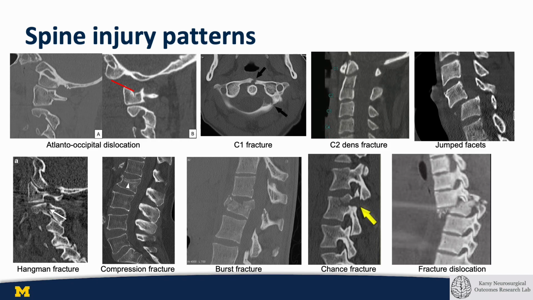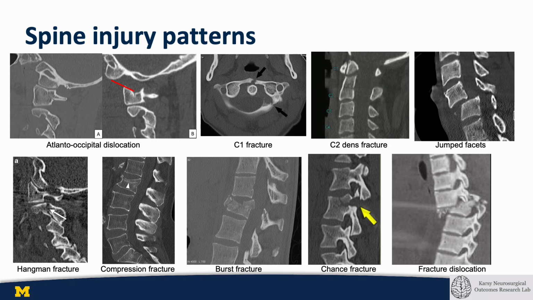You can see atlanto-occipital dislocation, where you have significant spacing of the occipital condyle and C1 lateral mass. A C1 fracture shown here within the anterior and posterior arch. A C2 dens fracture, you can see across the dens. Jump facets, where the cervical spine has translocated and compressed the spinal cord. A Hangman's fracture, which is a C2 fracture in the lower left. Compression fracture right next to it, and a burst fracture.